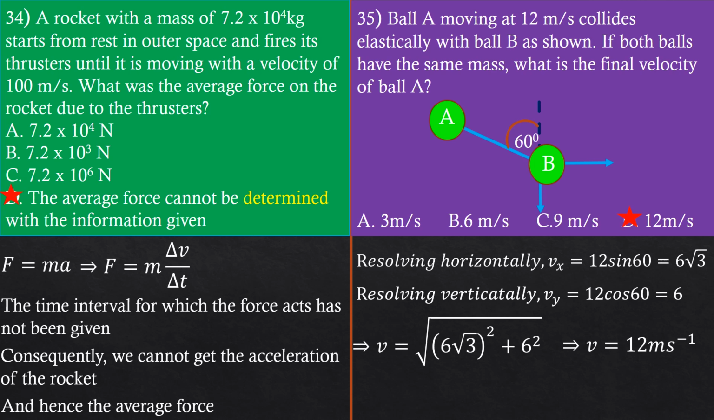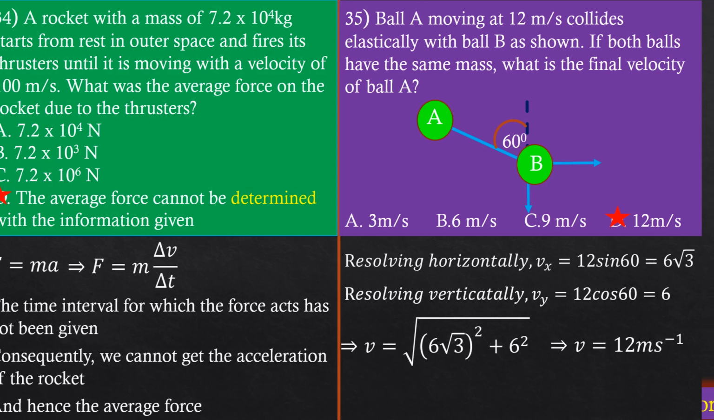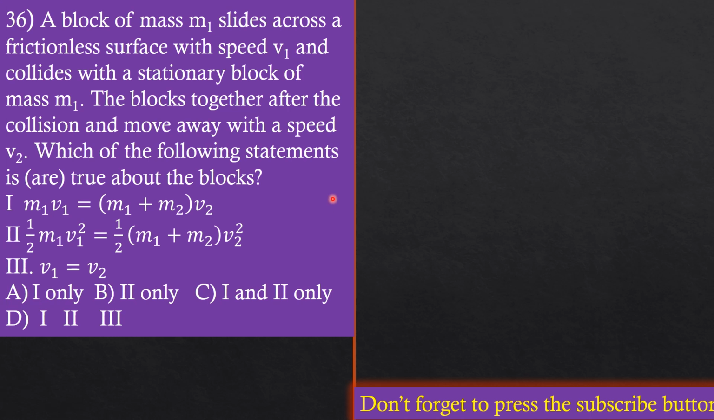All right, let's go to question 40, guys. Let's go. Question 36, friends, not question 40. Question 36 simply reads that a block of mass m1 slides across a frictionless surface with speed v1 and collides with a stationary block of mass m1. The blocks stick together after the collision and move away with a speed of v2. Which of the following statements is or are true about the blocks?